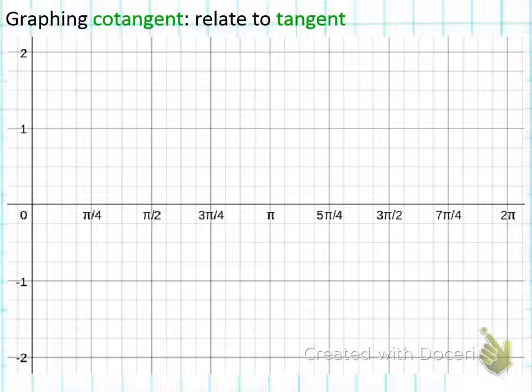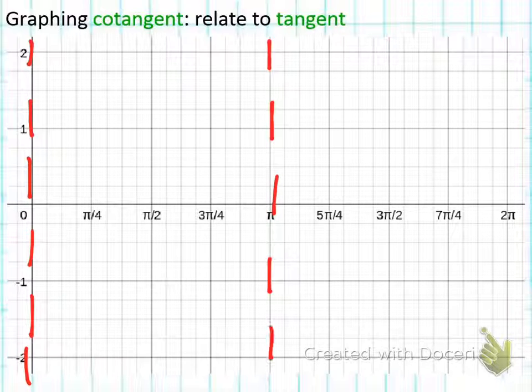For this graph, I'm not going to do the original tangent graph on the same set of axes just because it'll get a little too busy. But I am keeping tangent in mind as I make this graph. So I remember that tangent is 0 at 0, pi, and 2 pi, so that makes the reciprocal function have asymptotes there. And then tangent is undefined at pi halves and 3 pi halves, which makes cotangent equal to 0. So they kind of flip-flop where the zeros are and where the asymptotes are.